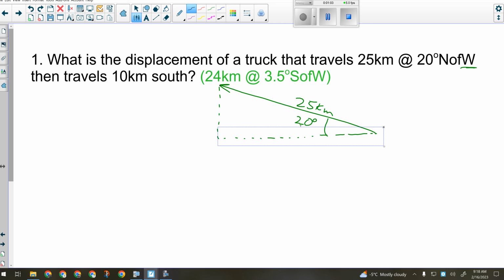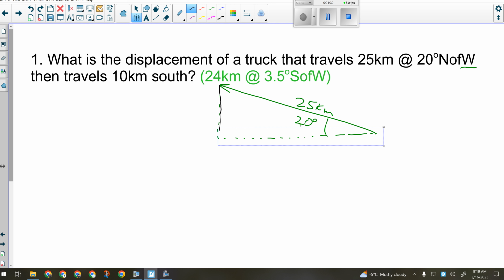So I go to the head of the first one, and I put the tail of the next one on there. And how long do you suppose this side is? This is where sometimes the scale gets tricky. It's 10 kilometers long, but if I'm not careful, it might be a little bit below, it might be a little bit above. I'm not really 100% sure on that.